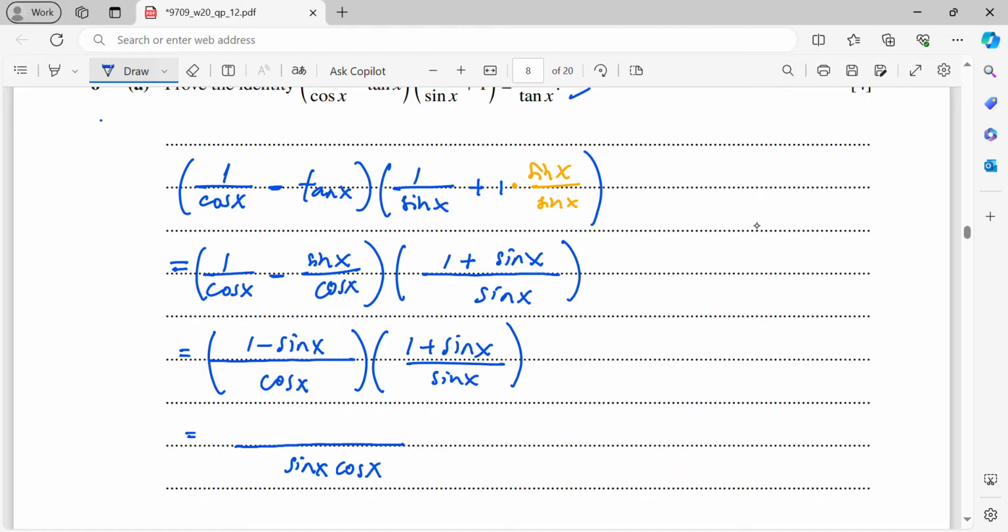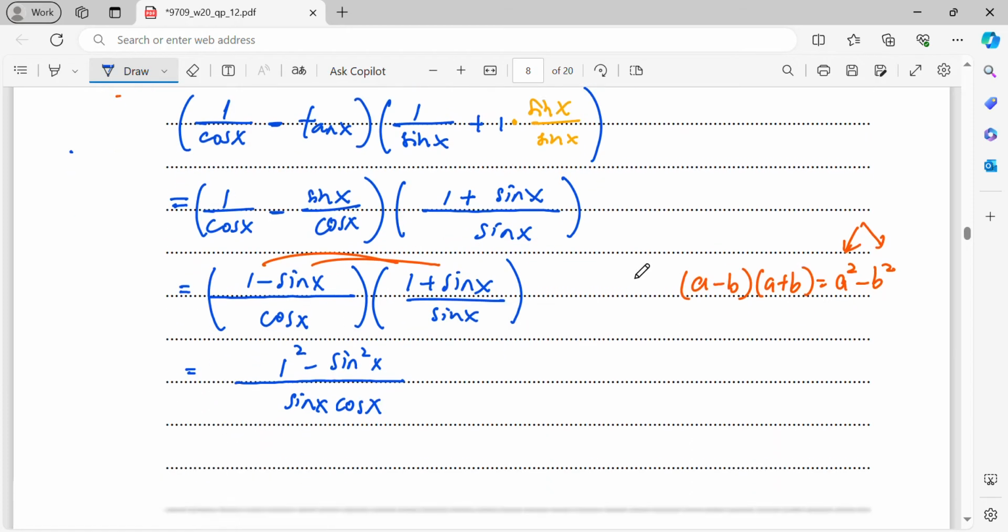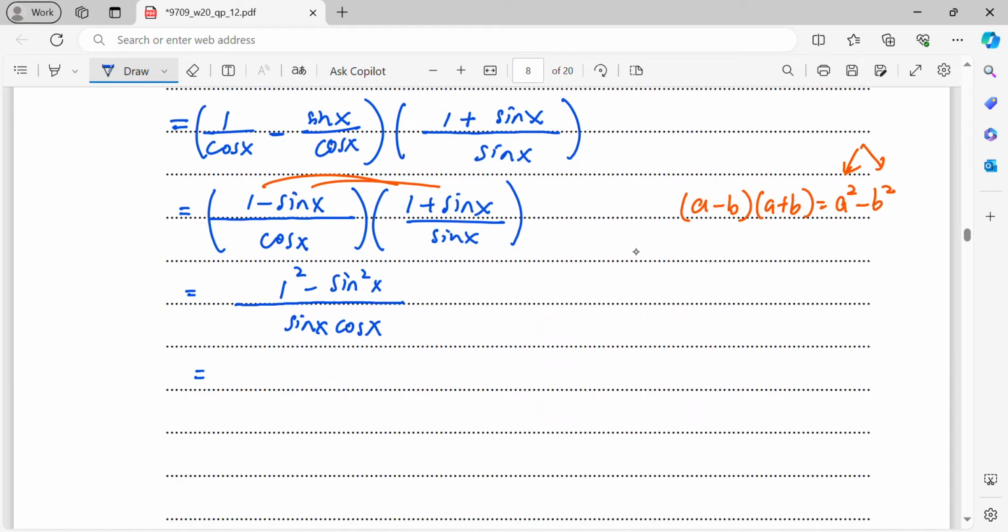But for the numerator, you can either do the expansion one by one, or I will just use this formula: a minus b times a plus b is basically a squared minus b squared. So obviously my a is 1, b is sine x. Then I will just directly apply this a squared minus b squared, which means I will be getting 1 squared minus sine squared x. You will be getting the same answer if you expand one by one. So this is basically 1 minus sine squared x, because 1 squared is still 1.